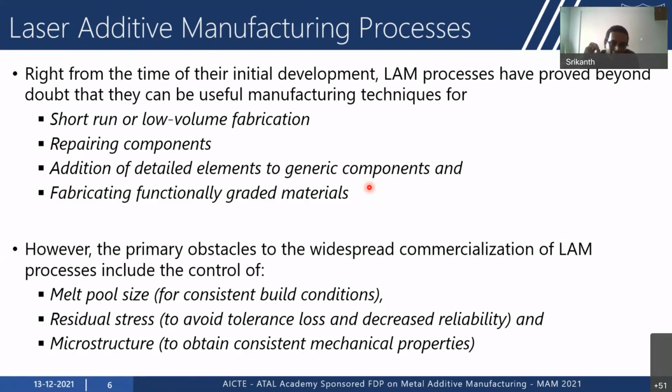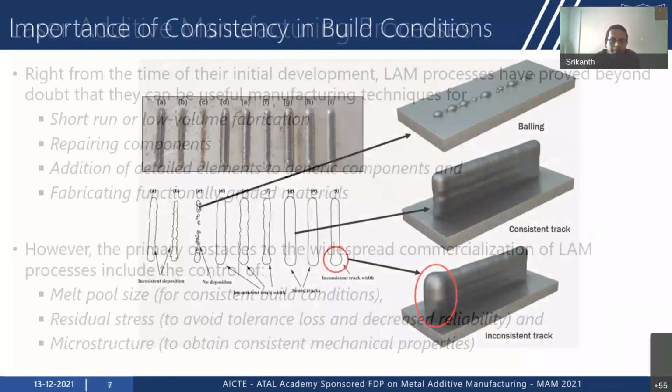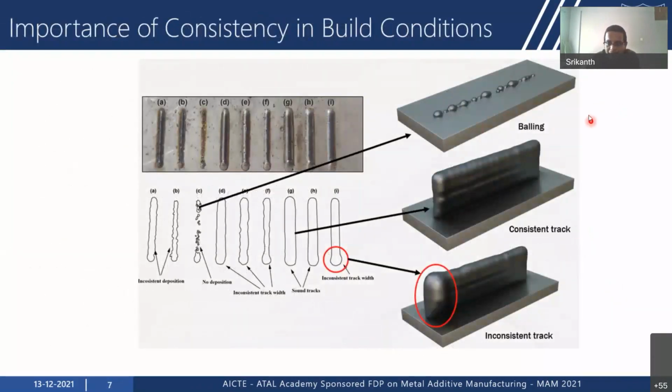Then the other obstacle is residual stress. The control of residual stress is necessary to avoid tolerance loss and decreased reliability. And finally, the last important obstacle is to obtain consistent mechanical properties. As we all know, structure decides the mechanical properties, so control of microstructure becomes important to obtain consistent mechanical properties from the components deposited using the LDED or LPBF process.